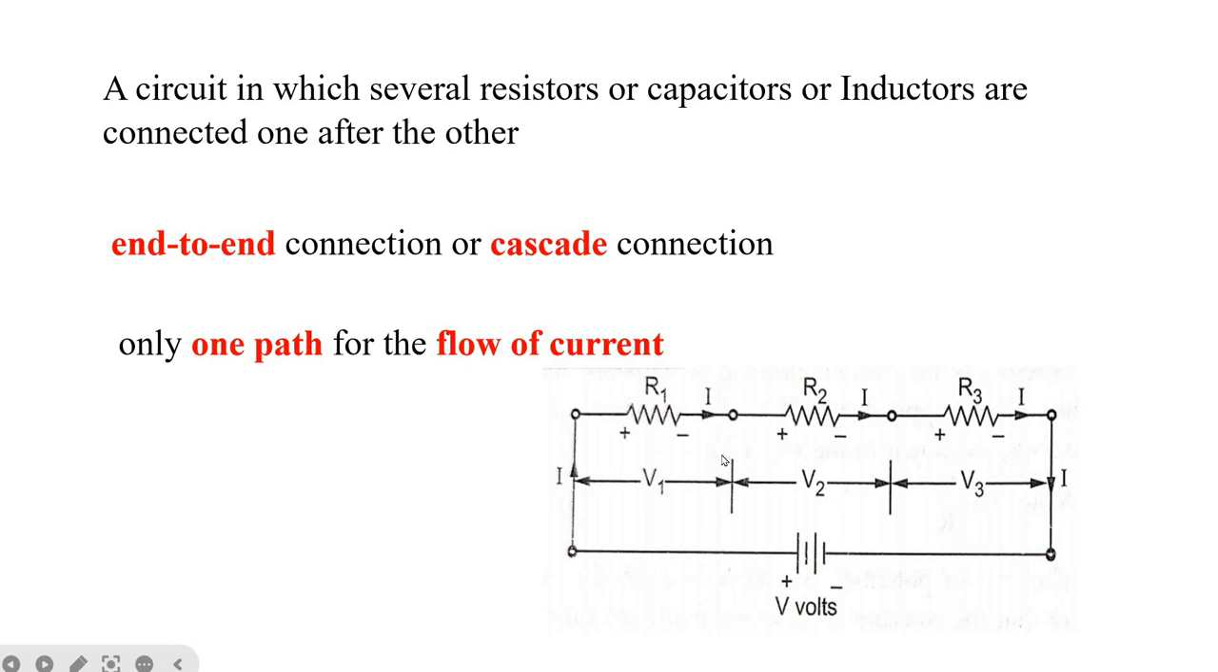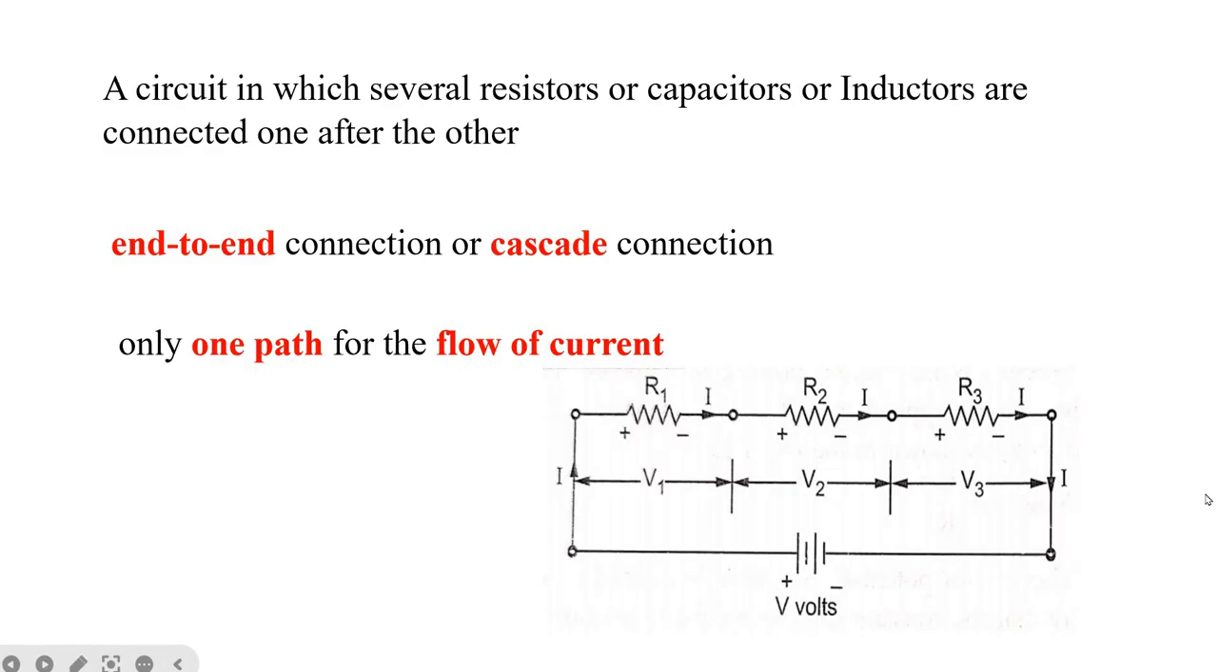If you see this circuit here, it consists of three resistors which are connected one after the other. So it is called an end-to-end connection. That is, the second end of the first one is connected to the first end of the second one. Similarly, the second end of the second is connected to the first end of the third, and so on.